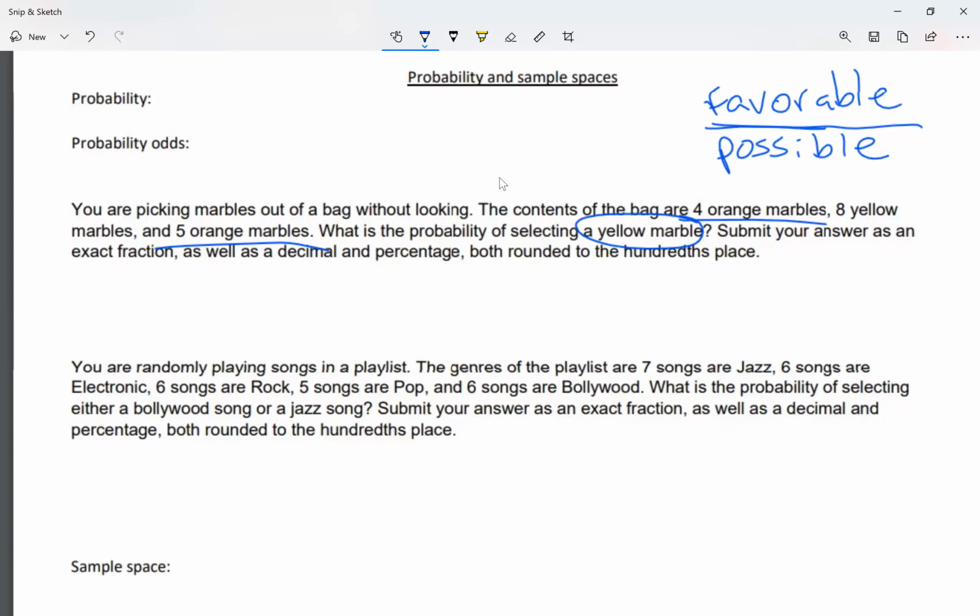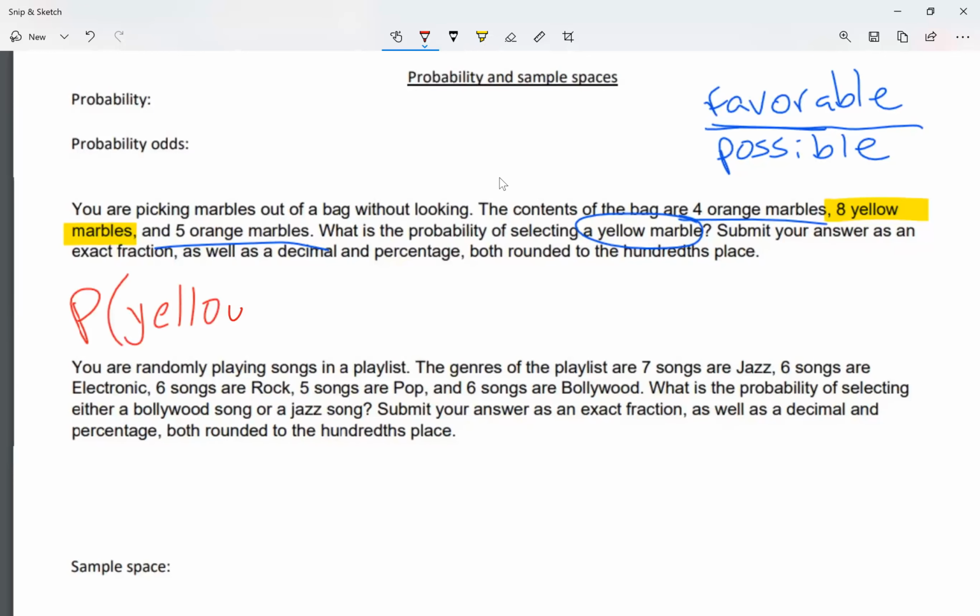So I'm gonna ignore those orange marbles, and I'm just gonna be looking at here that says I have 8 yellow marbles. Notice how I underline the marbles that I don't need, and I highlighted the marbles that I do need. So that's what we're going to call the favorable marbles or favorable outcome. Okay, so I have 8 yellow marbles, right? I'm looking for a yellow. So as a matter of fact, one way we write this, we write P of yellow. By writing this, I'm basically saying that's the probability of yellow.